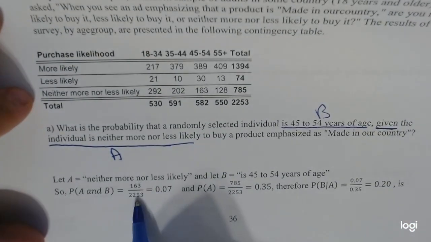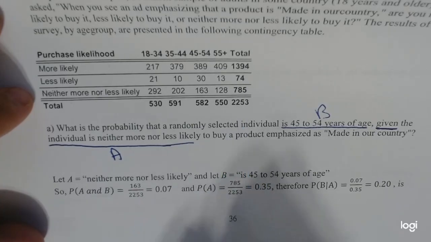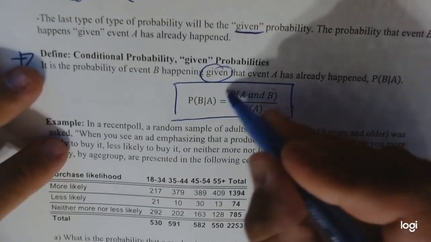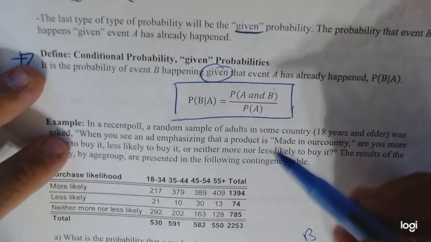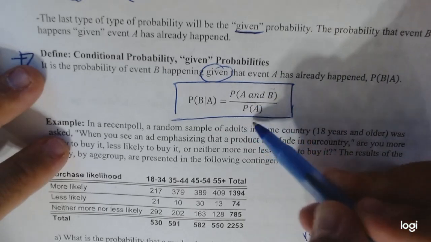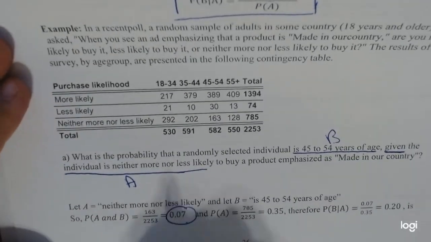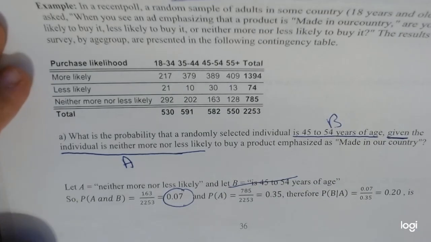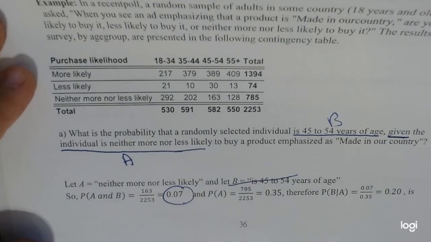So 163 divided by the grand total of 2253. That gives us 0.07. This number is just the top number. Okay, that gives us just the top number answer. Next, what we have to do is define the bottom number, the probability of A. This is where it gets so important, because notice we do not ever care about finding the probability of B. We care about finding the probability of A, neither more or less likely. So how many people said neither more or less likely?